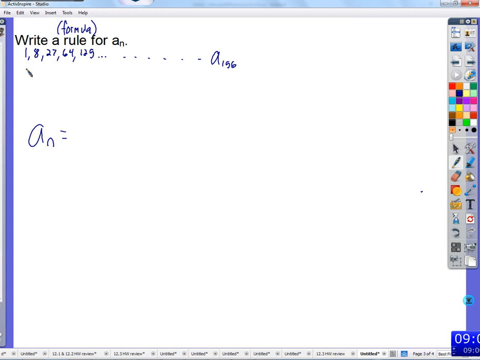Okay. I think it's important that you realize that this is a sub 1, a sub 2, a sub 3. These are all n's. These are all values of n that I need to be able to use this formula for.